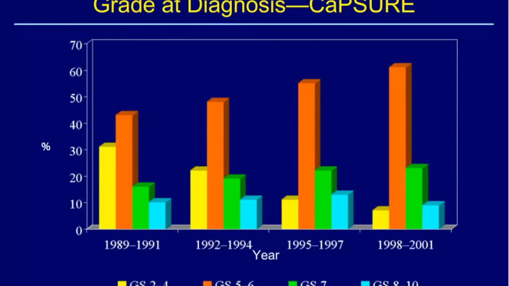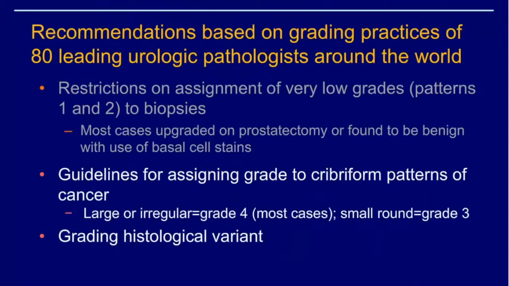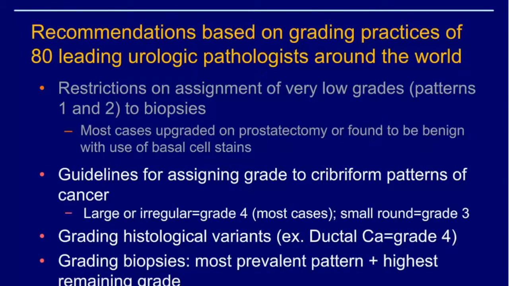Long before we met in 2005, there was data from the CAPTURE system that showed that the relative amounts of Gleason patterns 2 through 4, Gleason scores in that range, fell dramatically to almost nothing over that time because people recognized this issue. We also looked at guidelines for assigning grade to cribriform patterns.